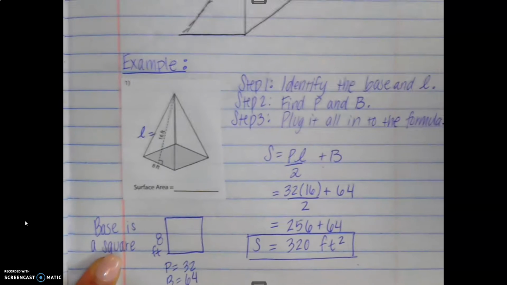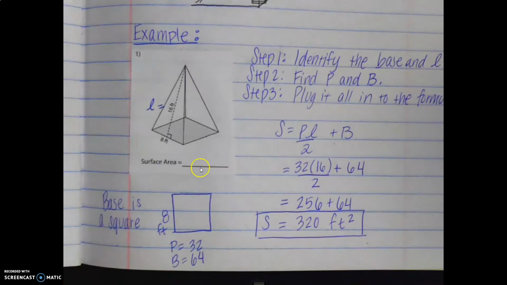So the base is a square, as you can see. Remember, a square has equal sides all around. So if this is 8, then my perimeter is 8 plus 8 plus 8 plus 8, which is 32. And the area of a square is 8 times 8, which is 64. All right, my slant height, it was given to me, it's just 16. So now I have everything I need. I have P is 32, B is 64, L is 16. I'm just plugging this in. 32 times 16 divided by 2 plus 64, and I end up with 320 feet squared.